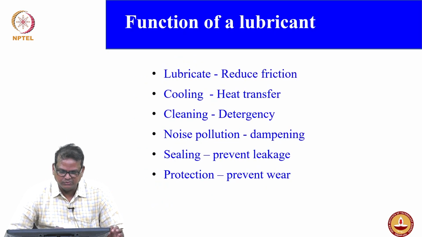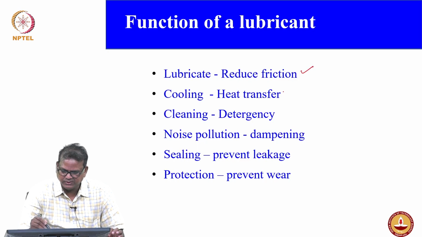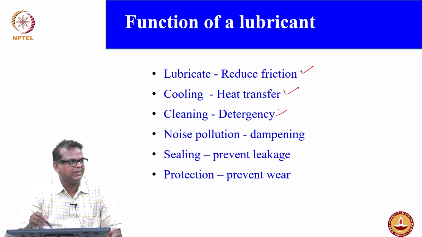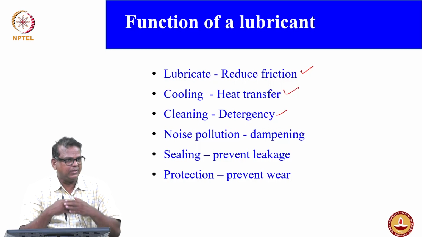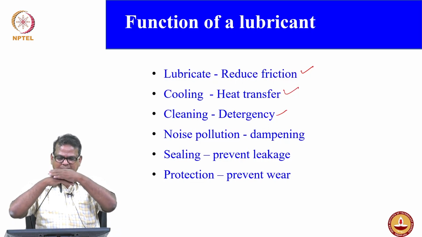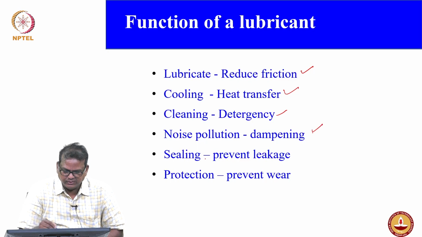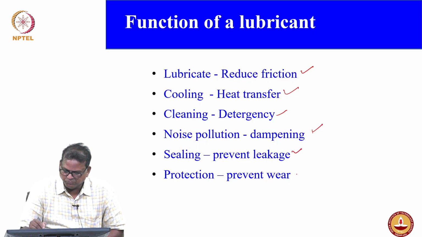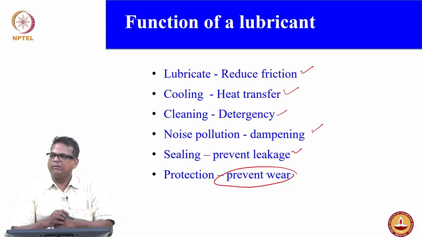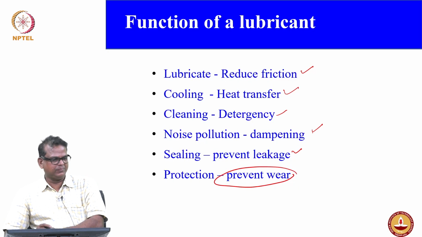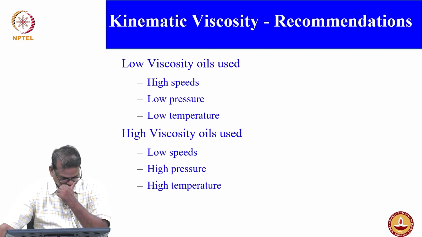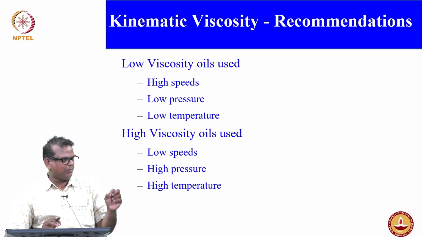So the function of the lubricant is first to reduce the friction, it should remove the heat in the contact, and it should be able to clean, which is the detergent additive aspect. It also reduces the noise by giving a dampening effect. It should prevent leakage. More importantly, it should prevent wear. So these are the main functions of a lubricant. And of course this is the kinematic viscosity. The viscosity is the important property for the lubricant.